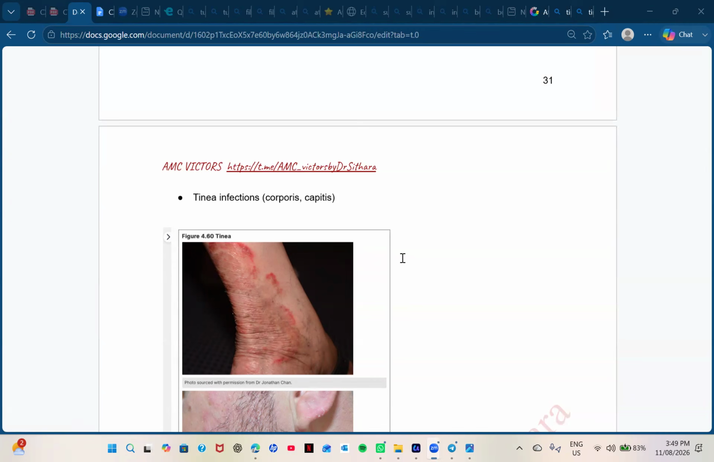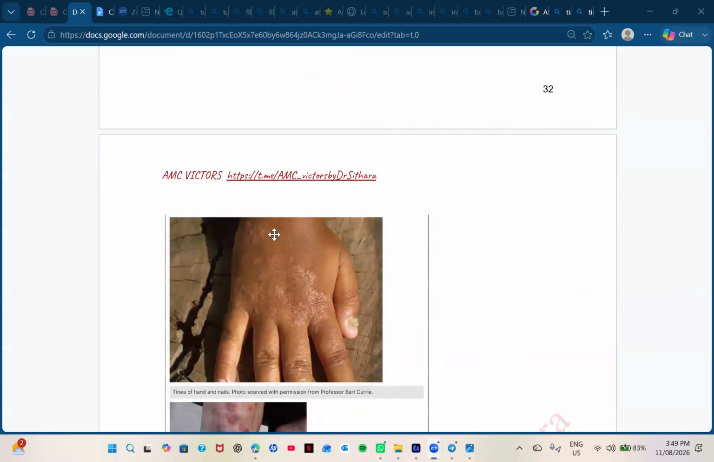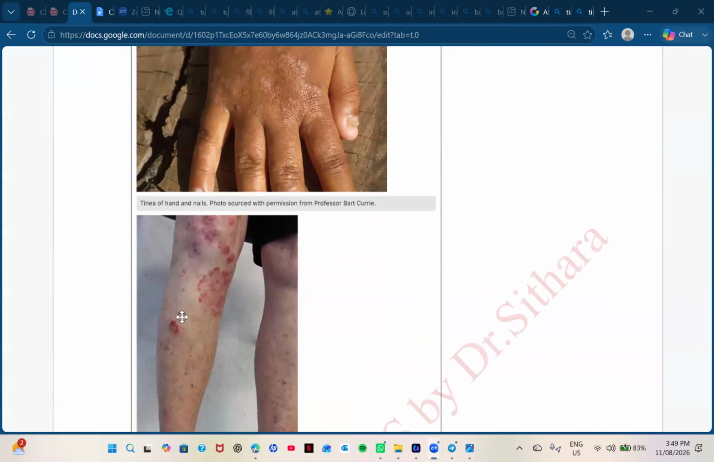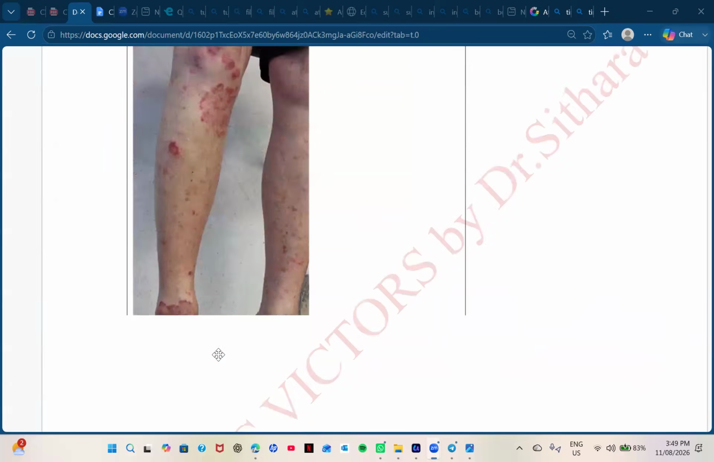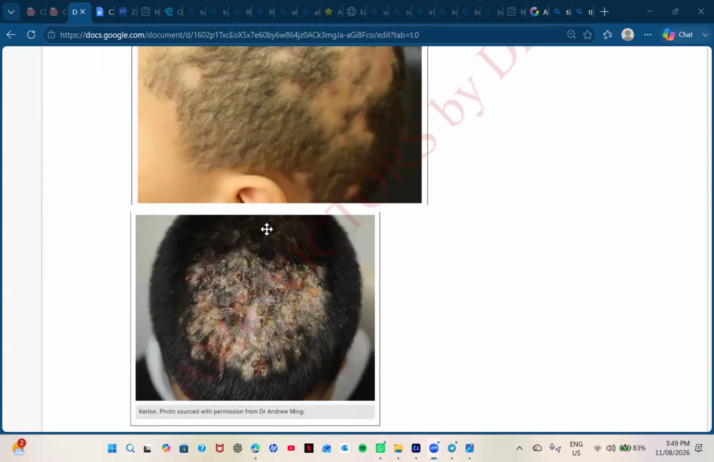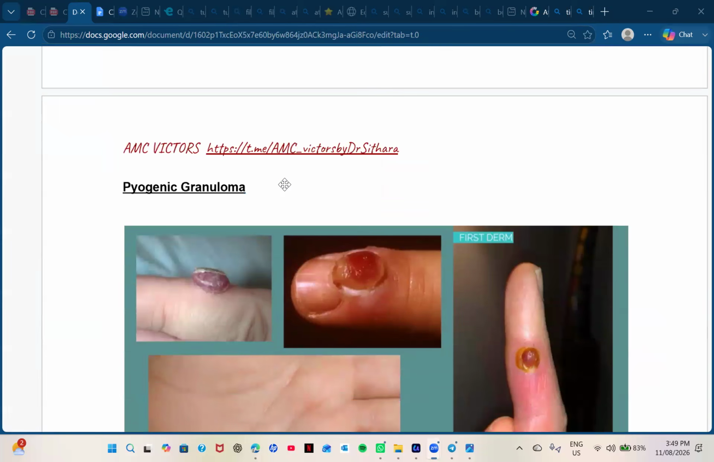I'll show the pictures. Tinea unguium can be seen in the nails. Tinea barbae is in the beard area. Here is also tinea on the hand, not a very good picture. Here you can see it on the leg. Here is tinea capitis.